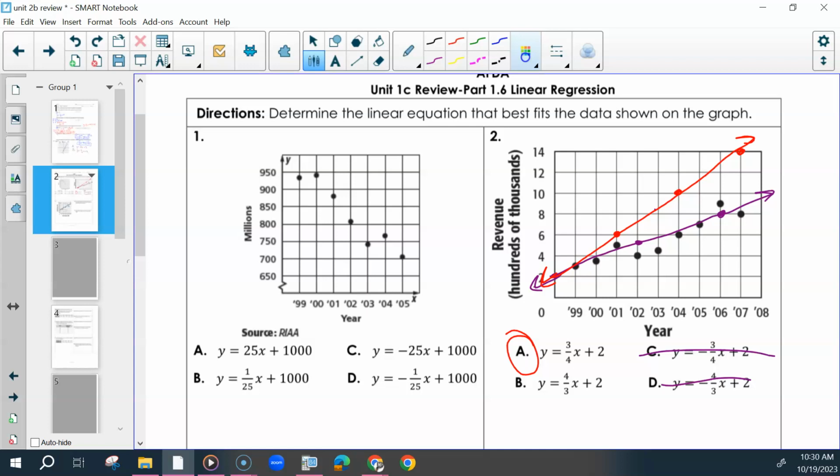So with that one, you would just need to graph it to see which one fits best. Try to eliminate if at all possible. Okay. Other questions on that page? She did 3.